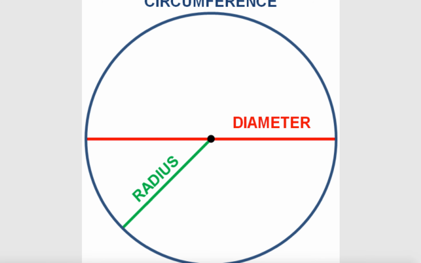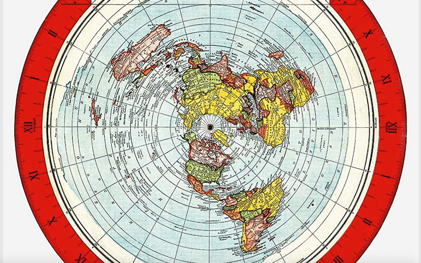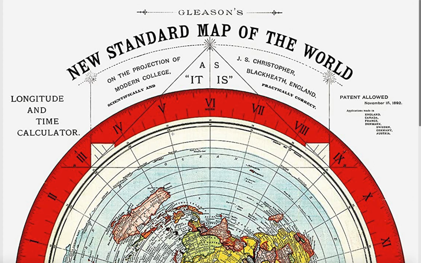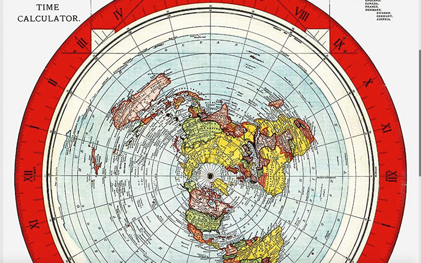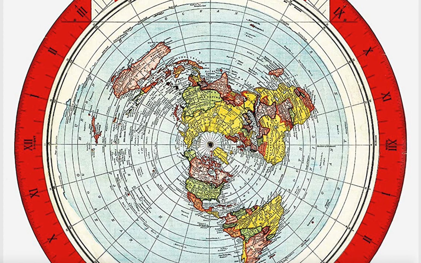Now, to show you this, I'm going to use the Gleason's map. This is a longitude and time calculator, so it's a longitudinal map, right? This is, let's say, geographic north, and from here all the longitude lines out to the circle on the outside here are all the exact same length.